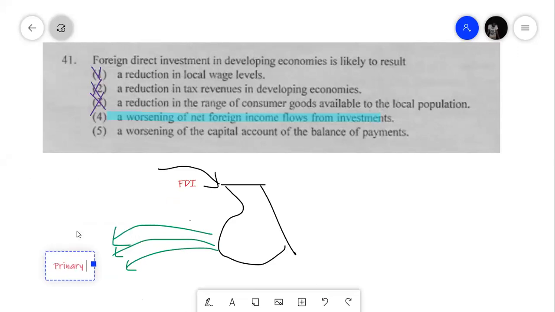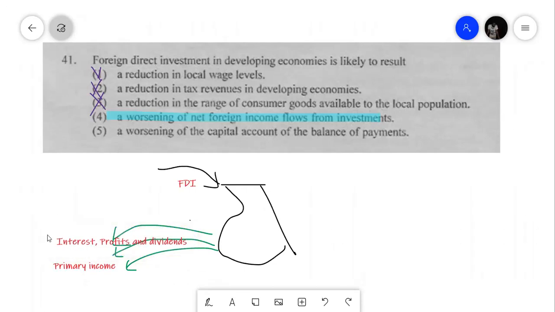So even though the foreign direct investment is coming in, in terms of primary income there is an outflow. So what happens to your net foreign primary income? There is more outflow there. So it gets worse. You now have to pay more interest, profits, and dividends. So more money goes out.